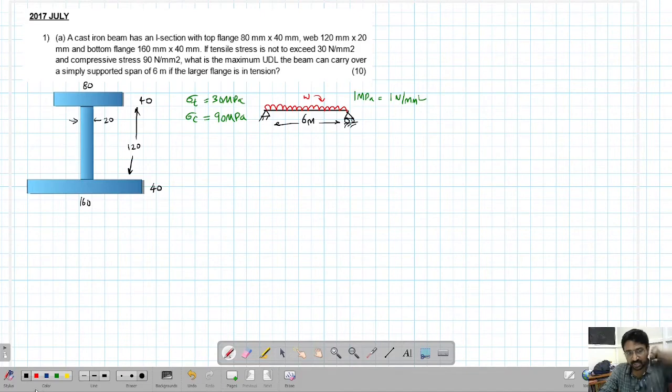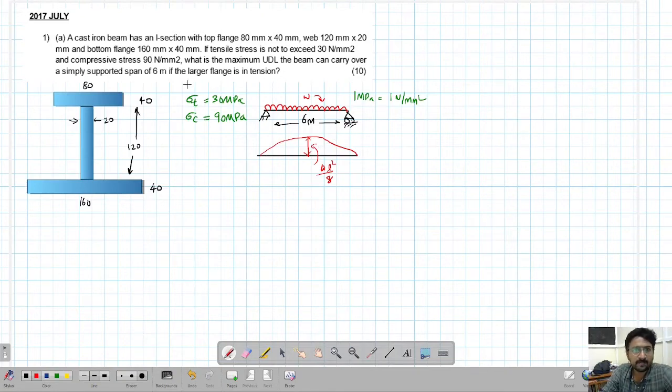Now the maximum bending moment of a simply supported beam, which you are expected to know, is WL square by 8. The bending moment diagram of a simply supported beam looks like this. It's a parabola, and the maximum is at the center. This value is nothing but WL square by 8. So this you are expected to know. Now why do we need the maximum bending moment? Those things we will explain.